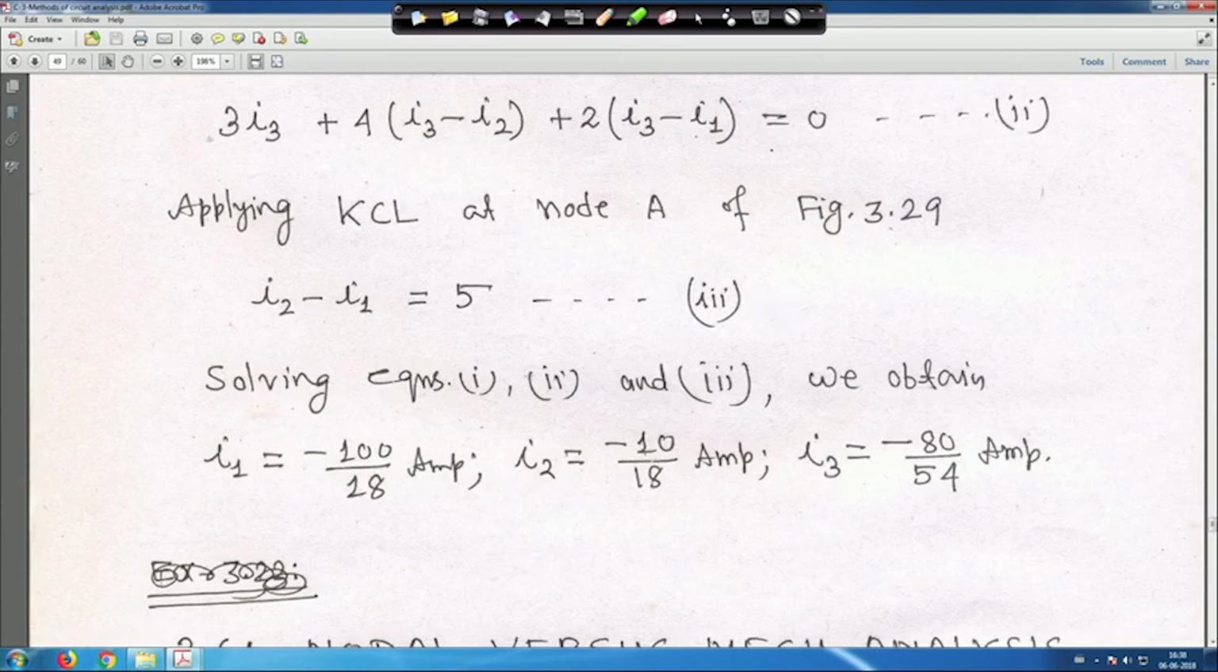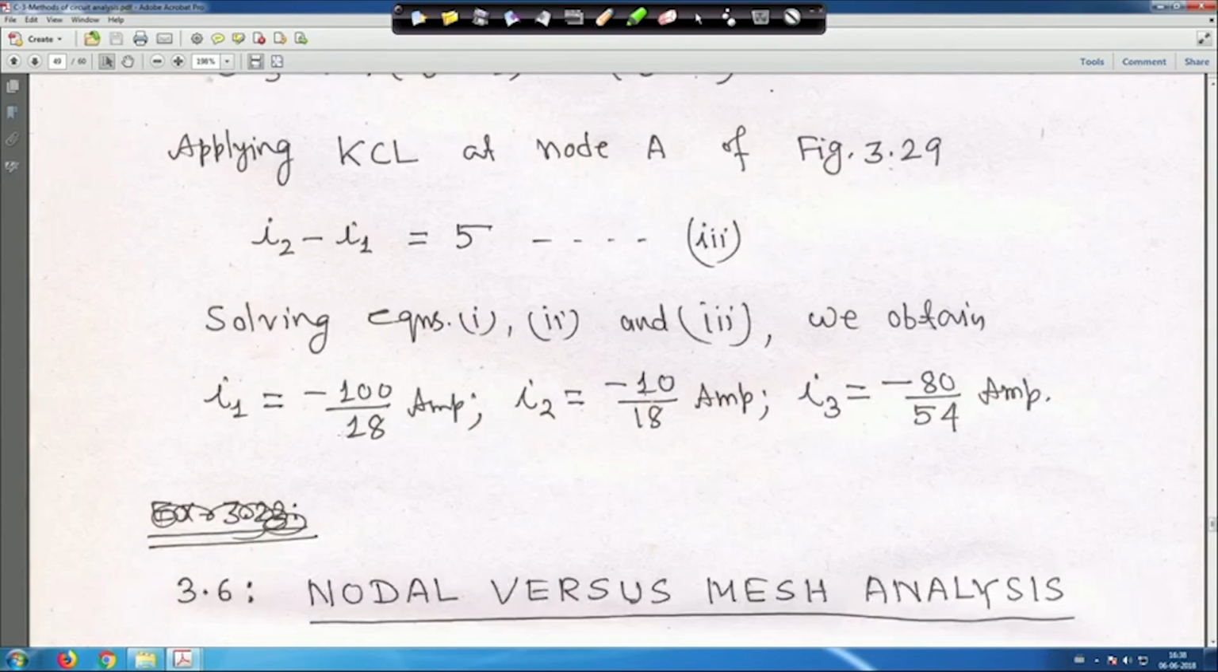If you solve equations 1, 2 and 3, you will get I1 equal to minus 100 upon 18 ampere, I2 equal to minus 10 upon 18 ampere, and I3 equal to minus 80 upon 54 ampere. So, this is the answer.